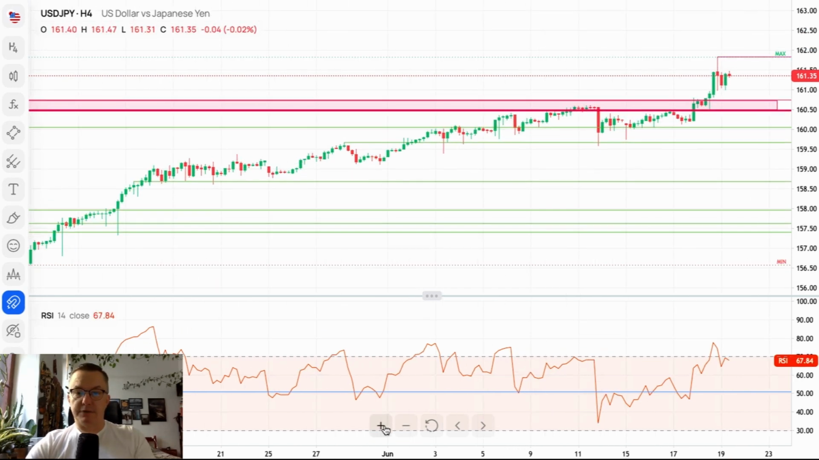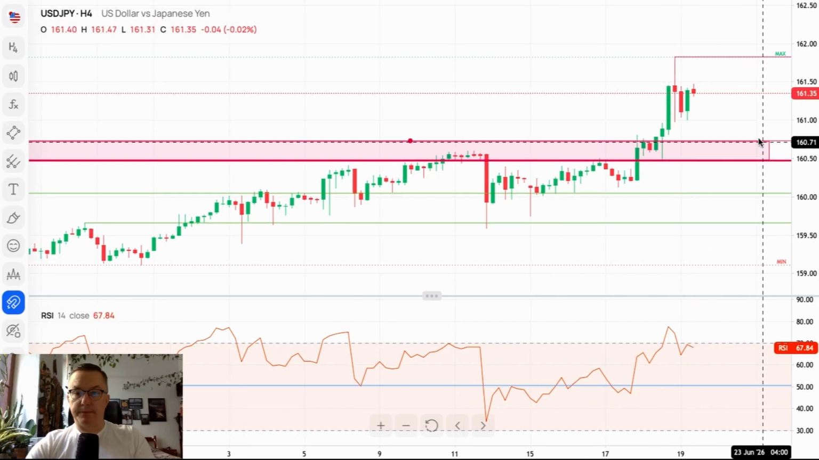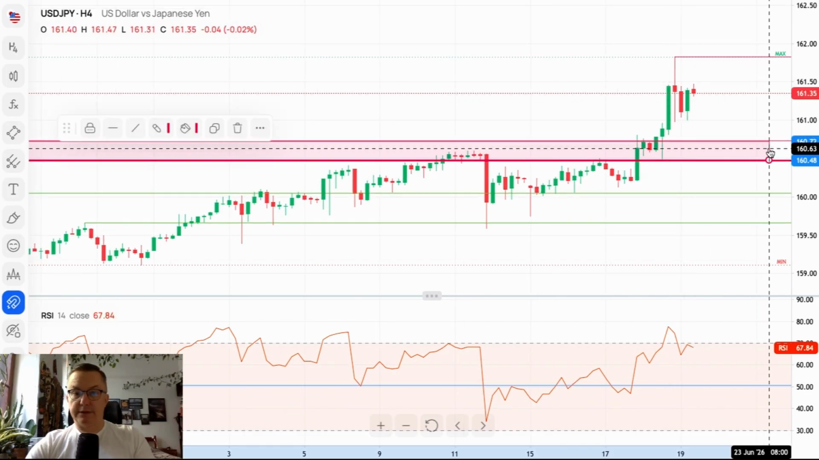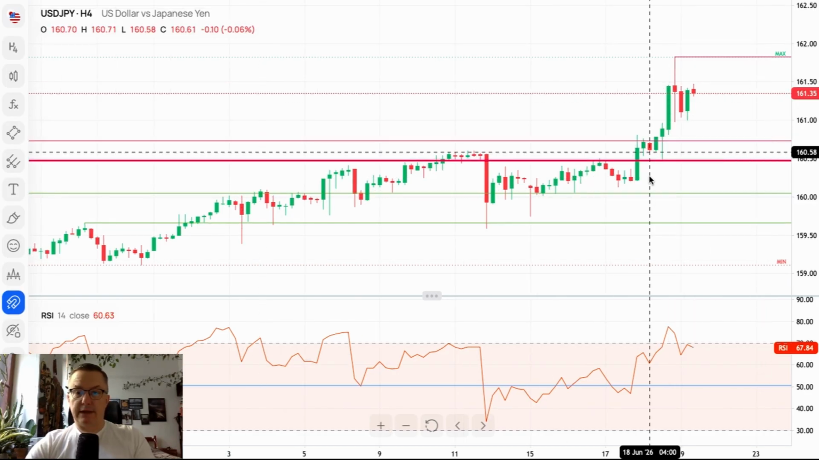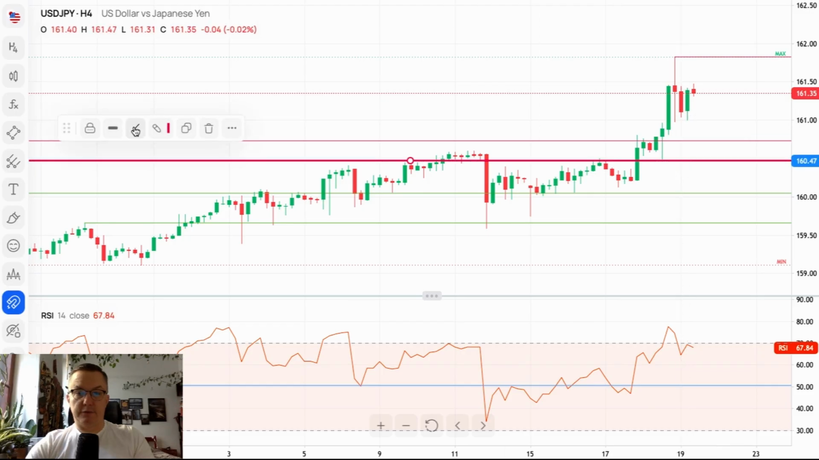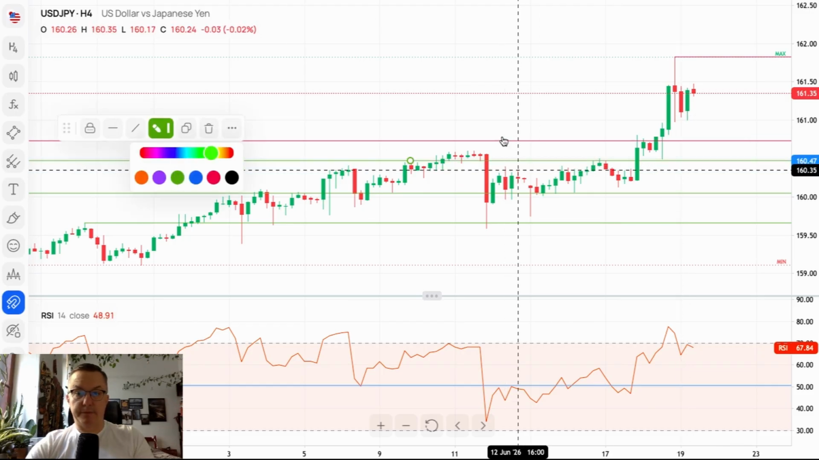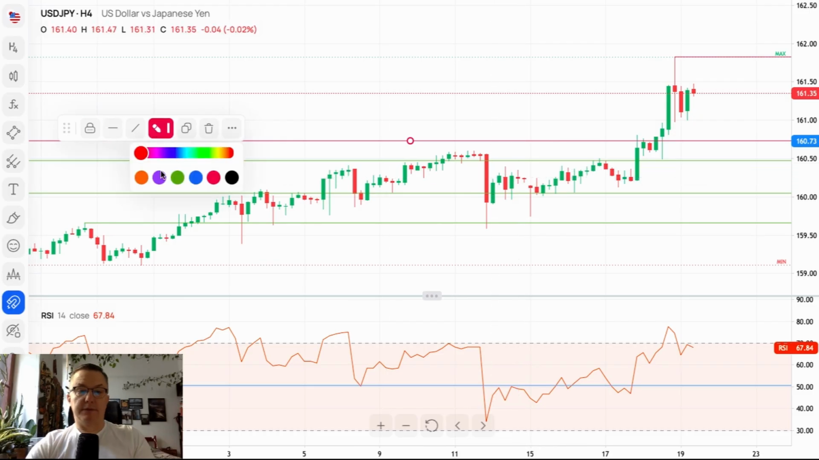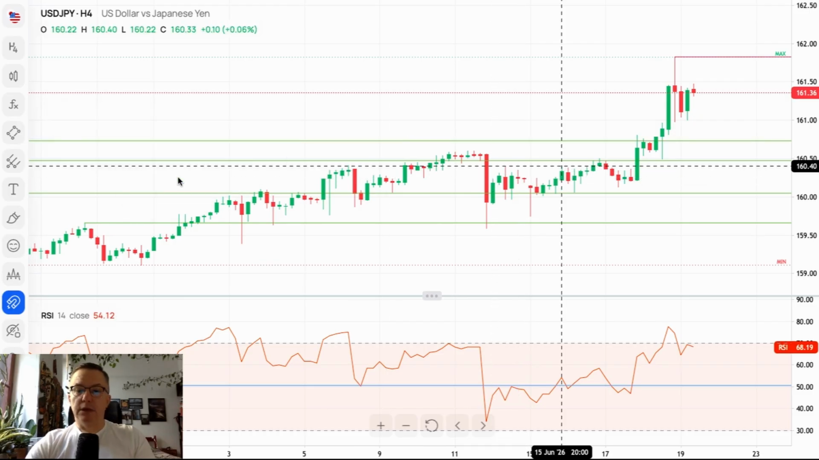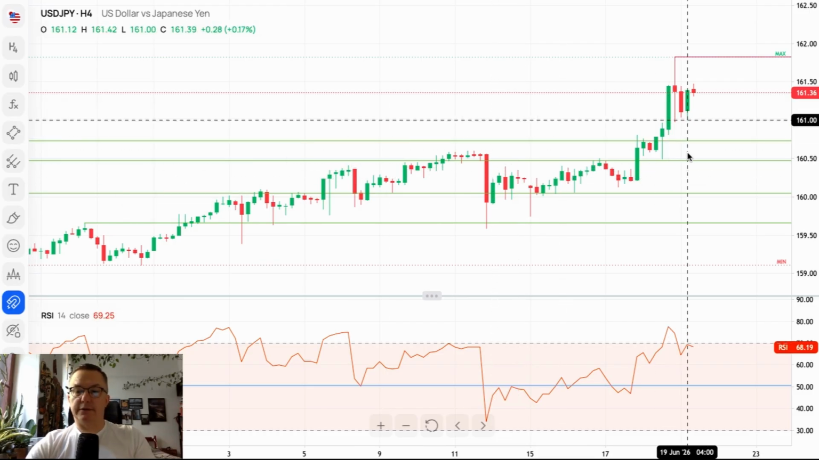So right now, I'm just wondering what to do with this zone here. It looks like this zone has been retested, and we don't need it anymore. That's why I'm just placing a regular support here, because I don't think there will be any big interest of bulls in that area here.